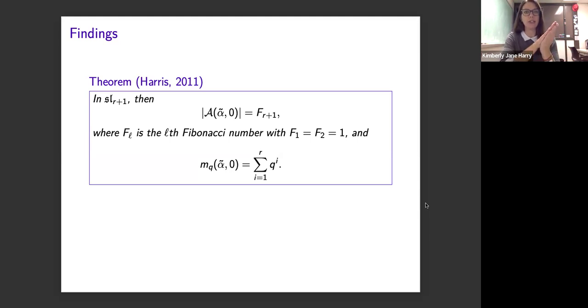And when she looked at the Q analog, she found out that the Q analog is just the sum of Q's where the exponents of them range from 1 to R.